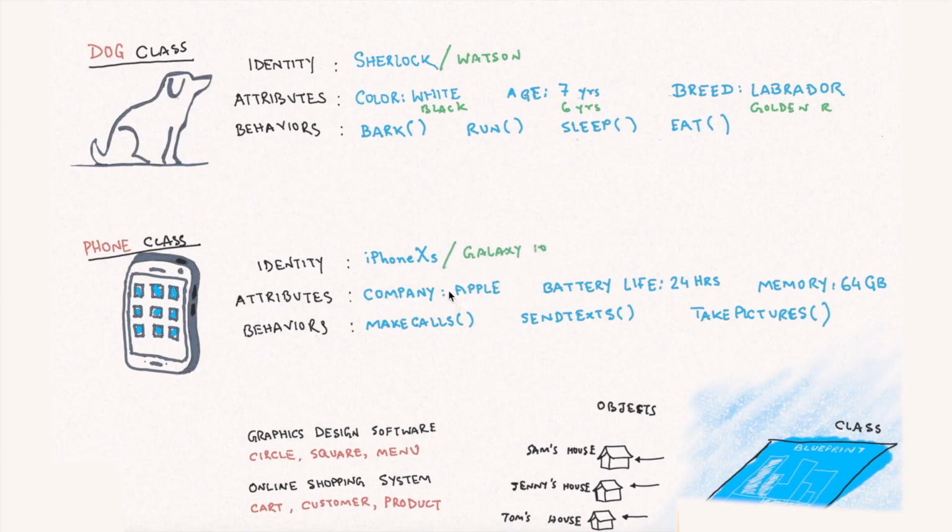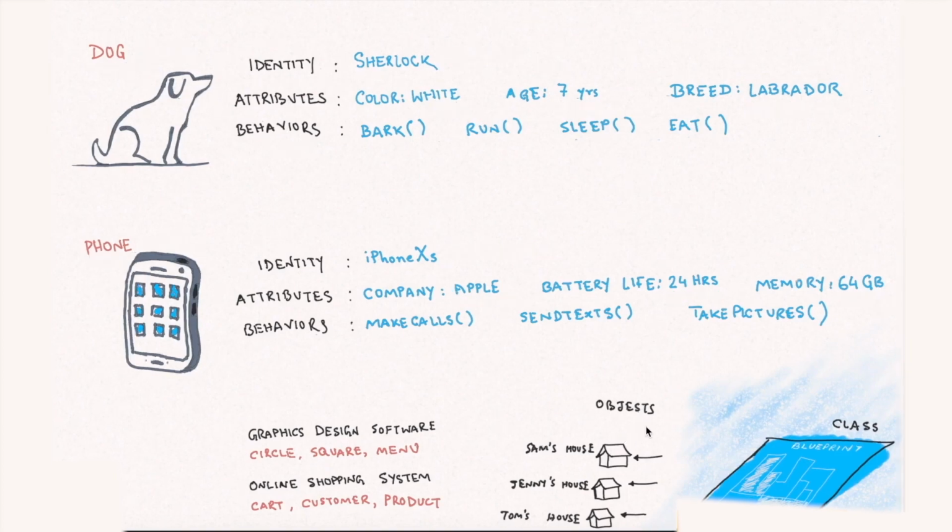And the company name for this different phone object would be Samsung. The battery life may be similar or maybe a bit more, I don't know, 25 hours. And the memory might be, let's say, 128 gigabytes, right? And the behaviors will be more or less the same. And this is how you can think of how we can create many different objects from a class.